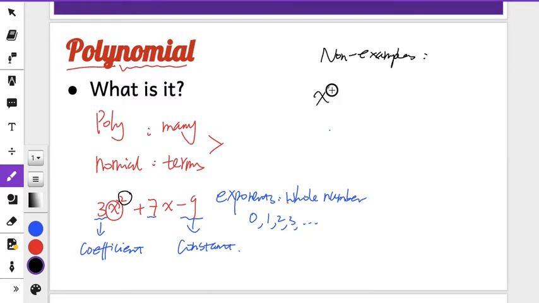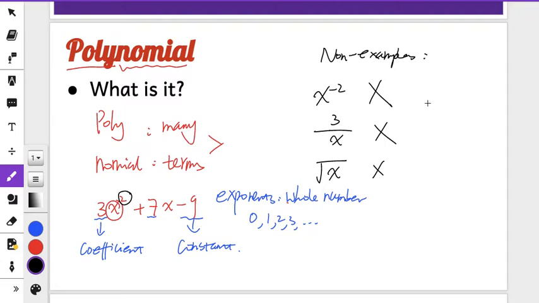For example, if I have negative exponents in the expression, it is not a polynomial. Can we divide by a variable? No. Can I put a variable inside of a square root? No, because all these cases will give us fractions or negative exponents, which is not true for a polynomial, because the exponent for a polynomial must be a whole number, either 0 or a counting number.